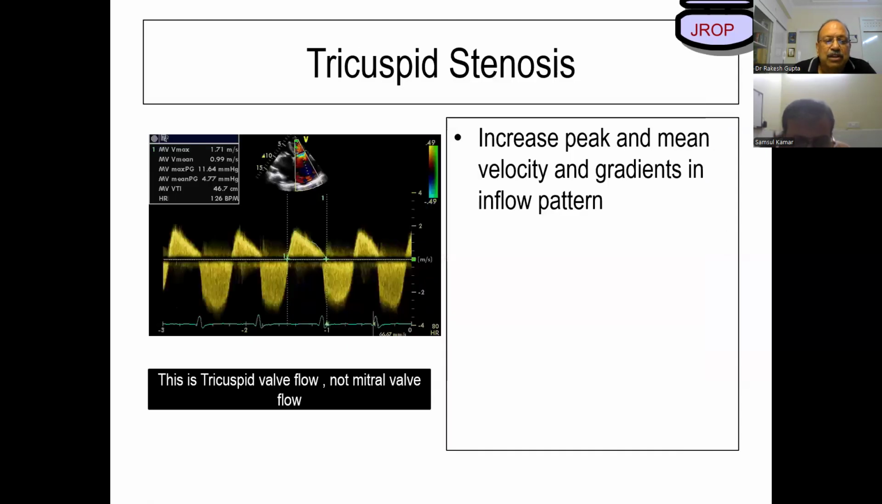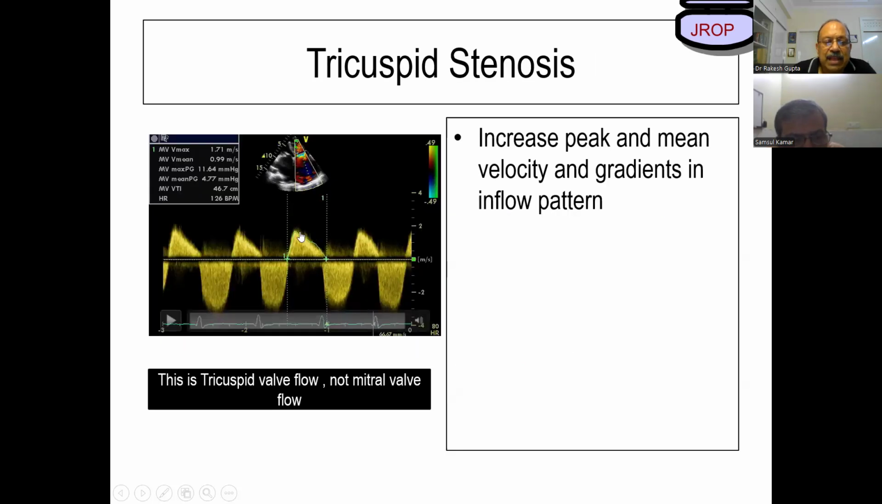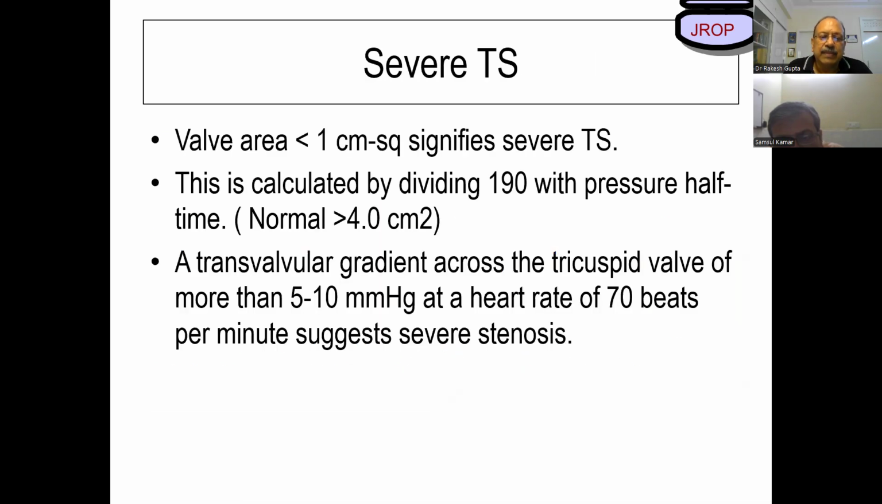And then we put a continuous wave Doppler to calculate inflow gradients and regurgitant gradients. Here the regurgitant gradients we have not calculated, but it's somewhere 2.5 to 3 meters per second. So we are more focused on this tricuspid stenosis, where you draw the pressure half time, and pressure half time will give you the tricuspid valve area. And this pressure half time valve area, along with RA and IVC enlargement, and the mean gradient of more than 5 millimeters of mercury, will give you a tricuspid stenosis.